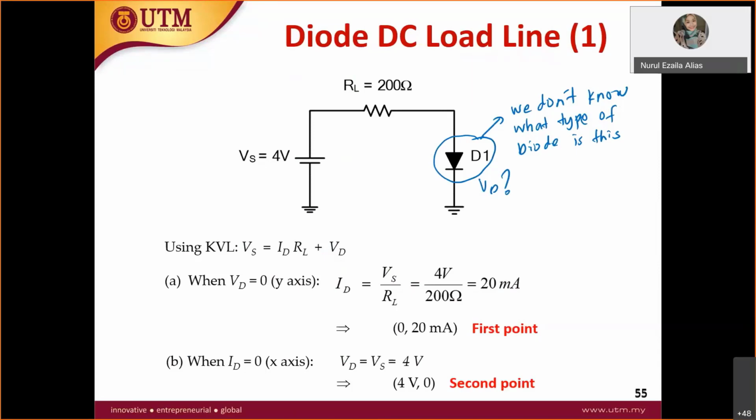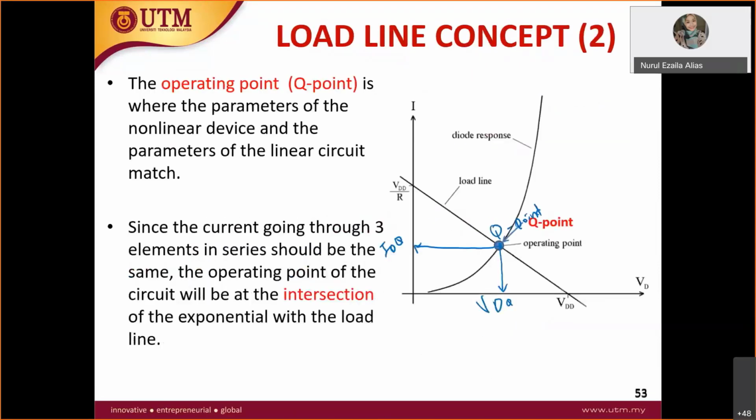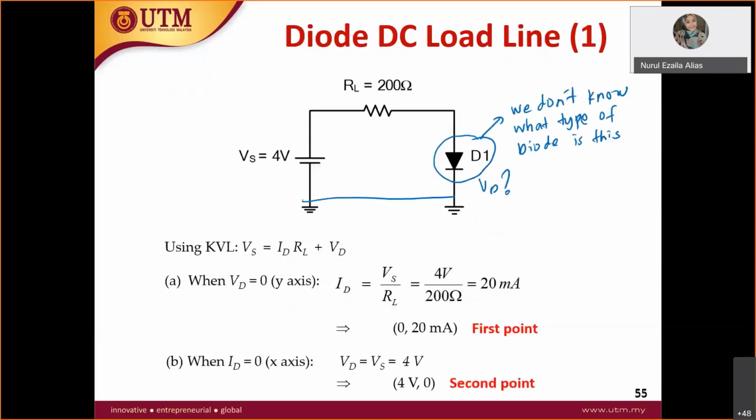Like I said, your first objective is to find the first point here and the second point here, in order to draw the intersection line, the load line. For example, you are given this kind of circuit. So your first step is to find the KVL.